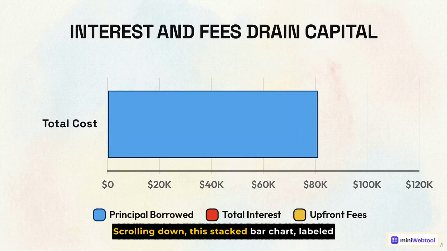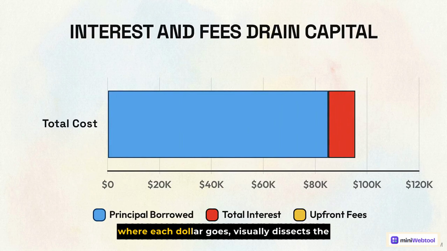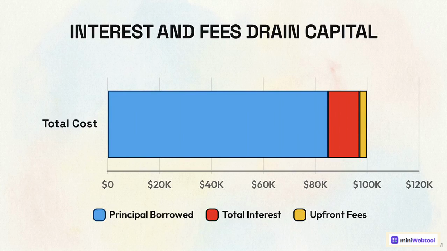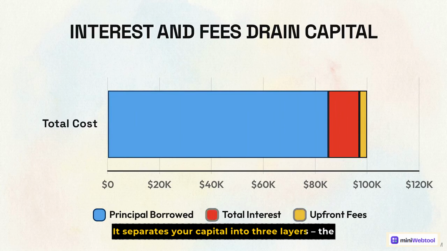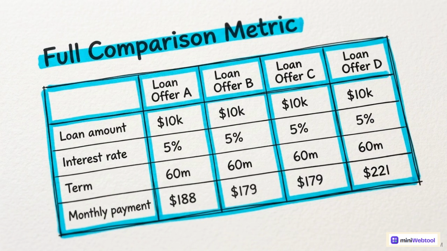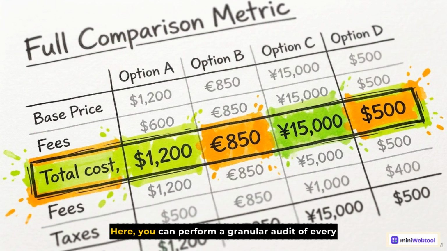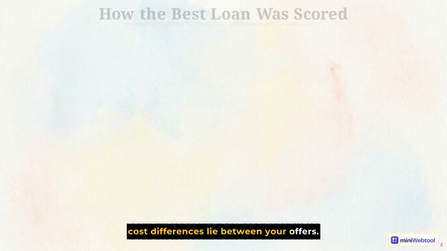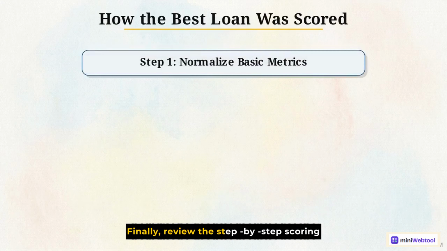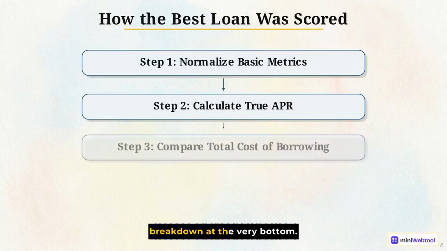Scrolling down, this stacked bar chart, labeled Where Each Dollar Goes, visually dissects the financial burden of your chosen loan. It separates your capital into 3 layers: the actual principal borrowed, total interest, and upfront fees. Below the chart is the full comparison metrics table. Here, you can perform a granular audit of every variable side by side to confirm exactly where the cost differences lie between your offers. Finally, review the step-by-step scoring breakdown at the very bottom.